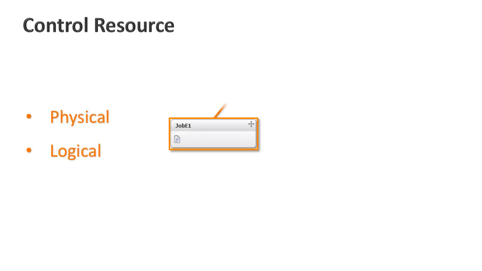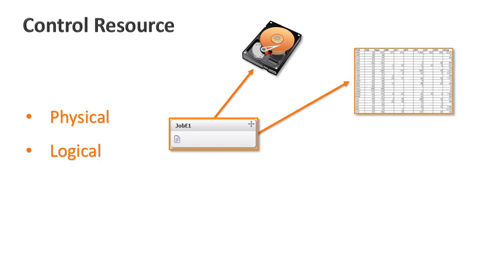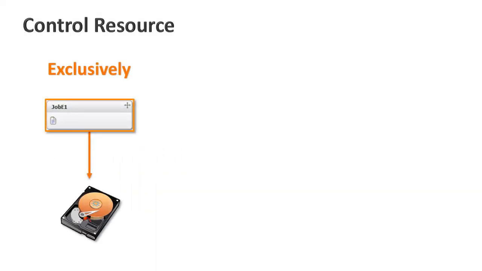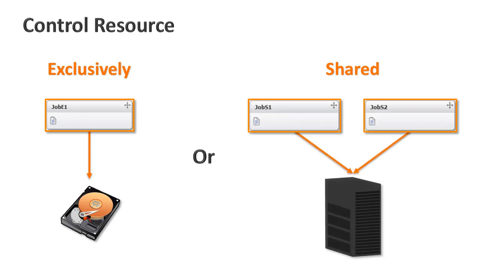A control resource is a physical or logical device that a job uses, such as a disk drive, table, database, or other shared resource. A control resource is either used exclusively by one job or shared by multiple jobs that use the resource at the same time.